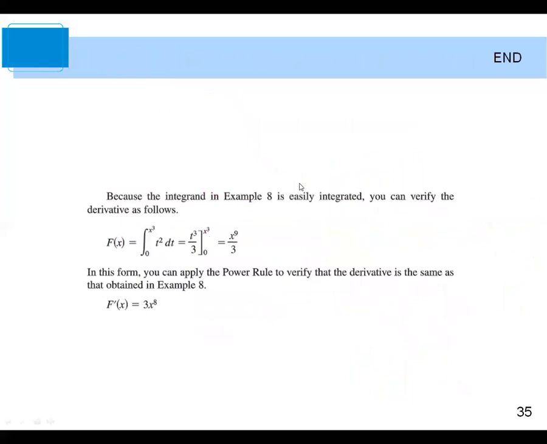All right, because the integrand in example 8 is easily integrated, you can verify the derivative as follows. So if you did it this way, you take the antiderivative, plug in x cubed and 0 and subtract, you get x to the 9th over 3. And then if you took the derivative of that, the 9 would come down, the exponent would be 8, the 3 and the 9 would cancel, and you get 3x to the 8th.